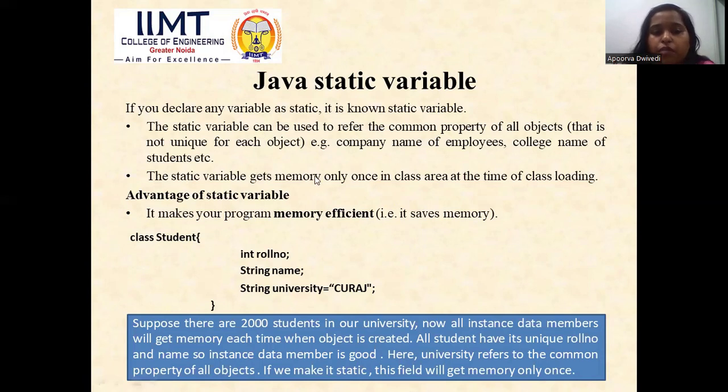The static variable gets memory only once in the class area at the time of class loading. It means when the class is loaded, the variable gets its memory. Non-static member variables get their location only when the object is created, but static variables get memory when the class loads. It shows that it does not depend on the object of that class.